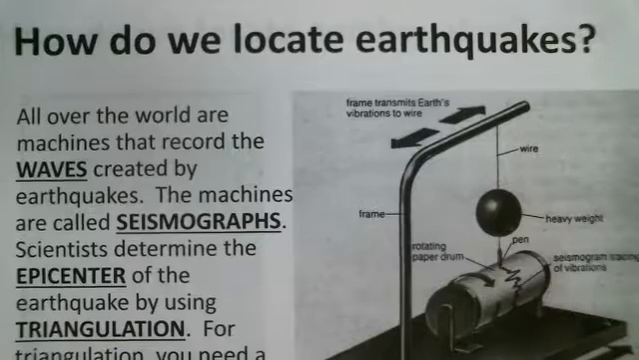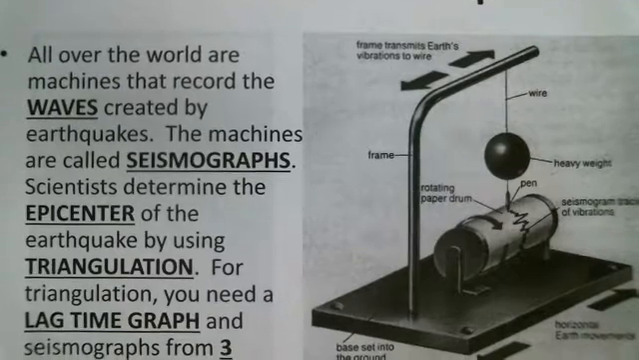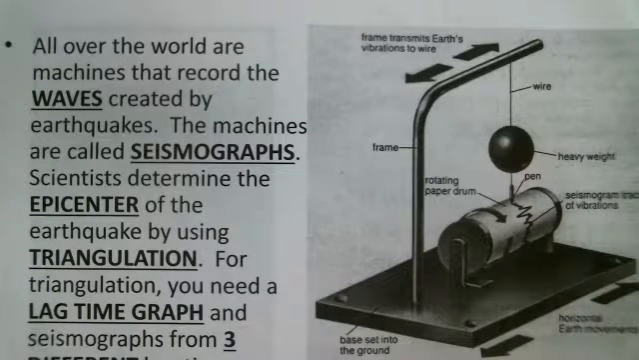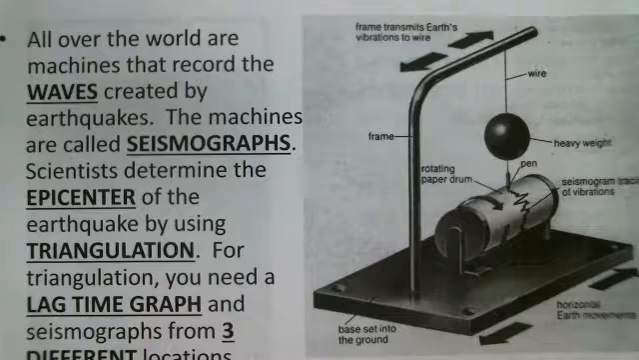How do we locate earthquakes? All over the world, there are machines that record the waves created by earthquakes. The machines are called seismographs. Scientists determine the epicenter of the earthquake by using something called triangulation. For triangulation, you need the lag time graph and the seismographs from 3 different locations.